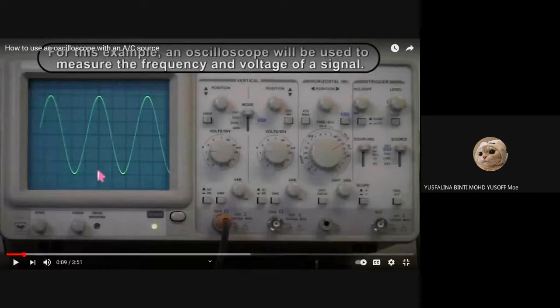So how do you use the oscilloscope? This one is used with the alternating current. You can see there are a lot of knobs here. With this one you can change the position and the voltage, and then you can set the time here. This one is already connected to the AC power supply. Signal.